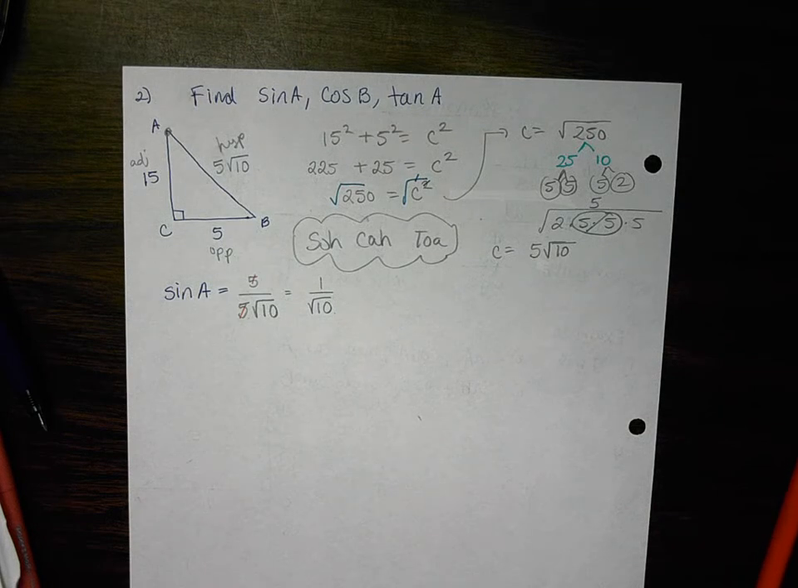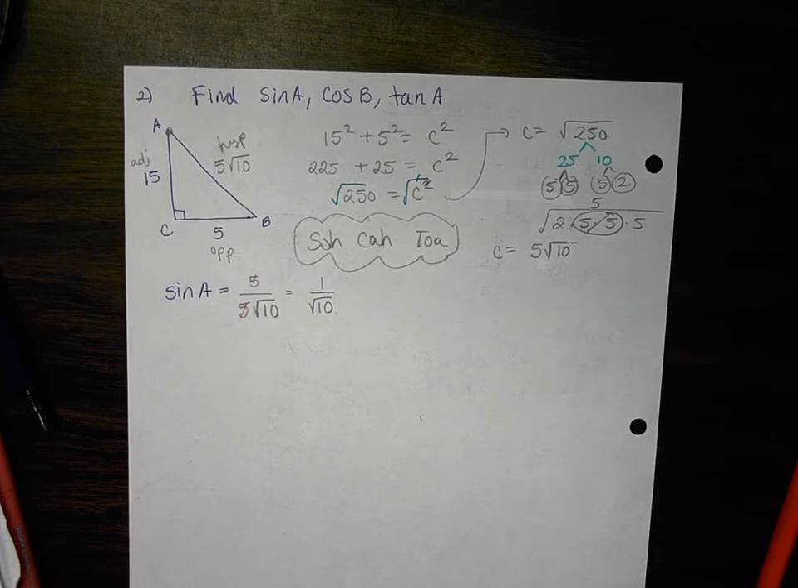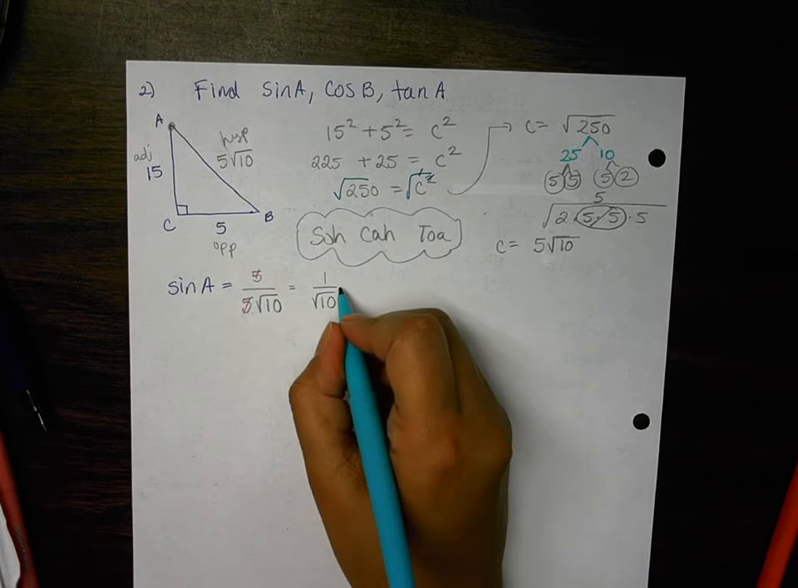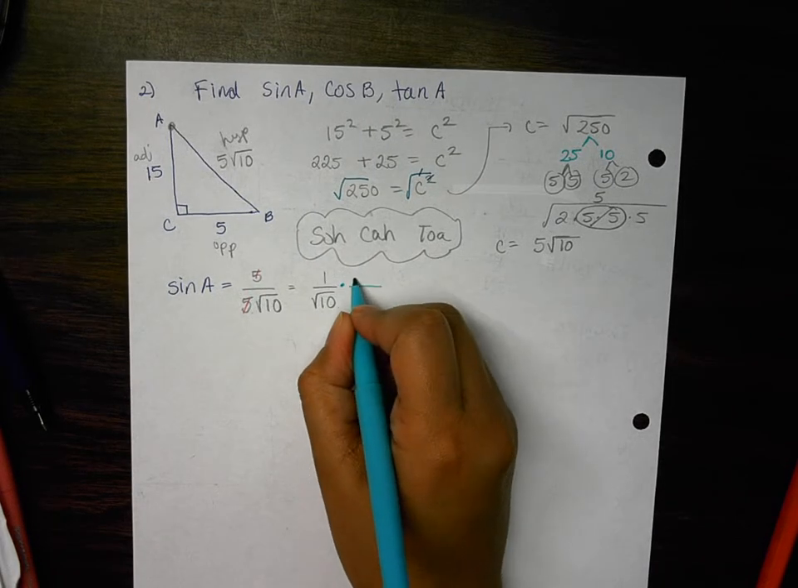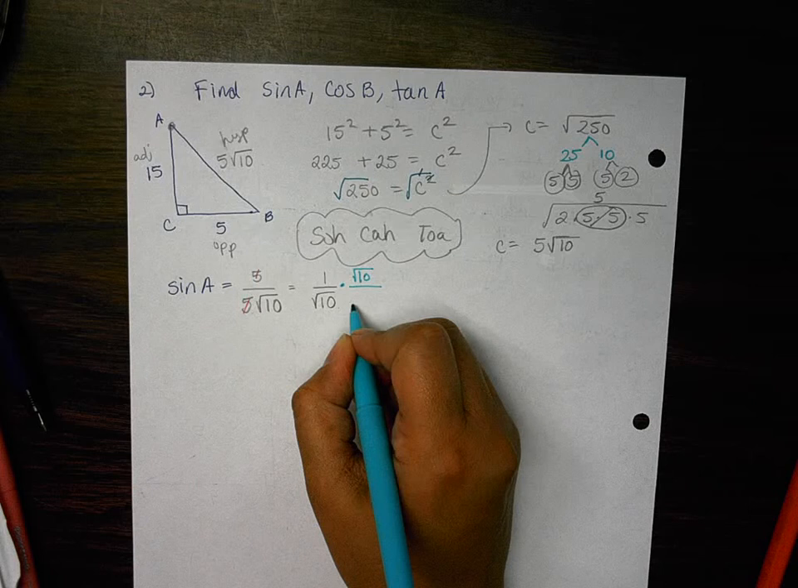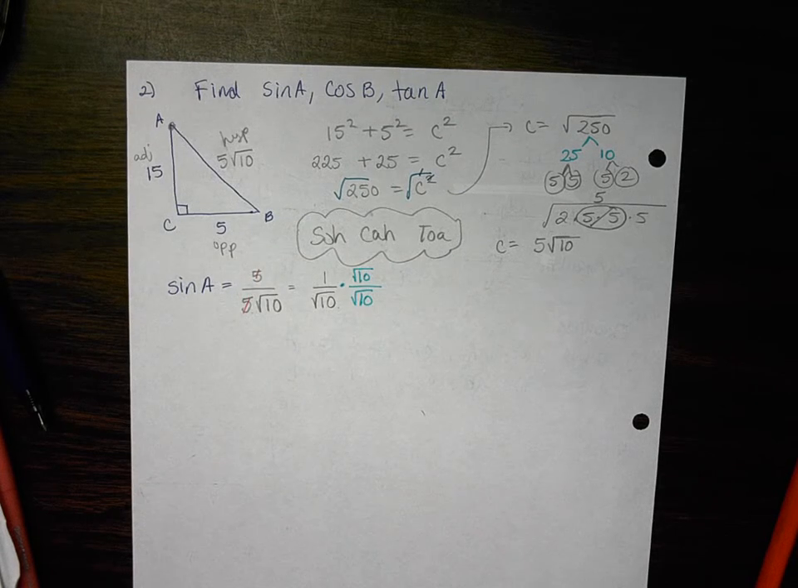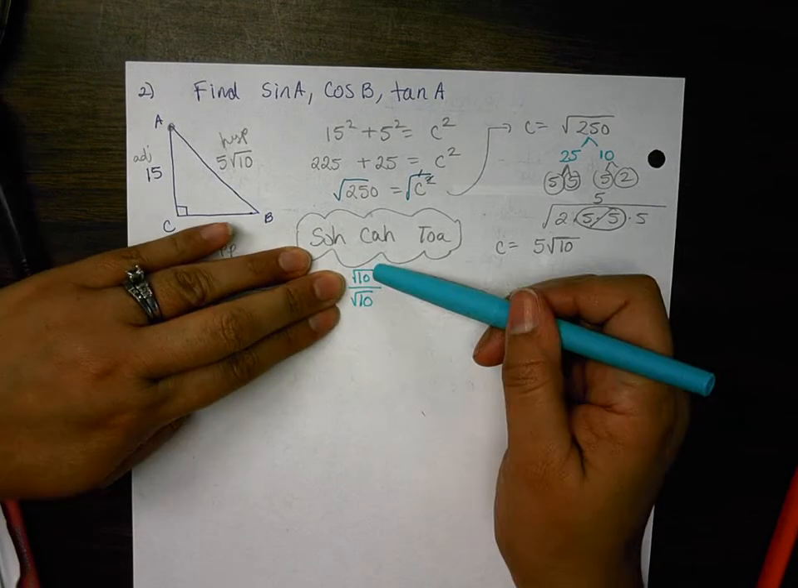There can't be a radical in the denominator. Does anybody remember what the process is called? It starts with an R. Rationalize. Good job. What do I multiply top and bottom by? Root 10 over root 10. Why root 10 over root 10? Because root 10 over root 10 is equivalent to what number?